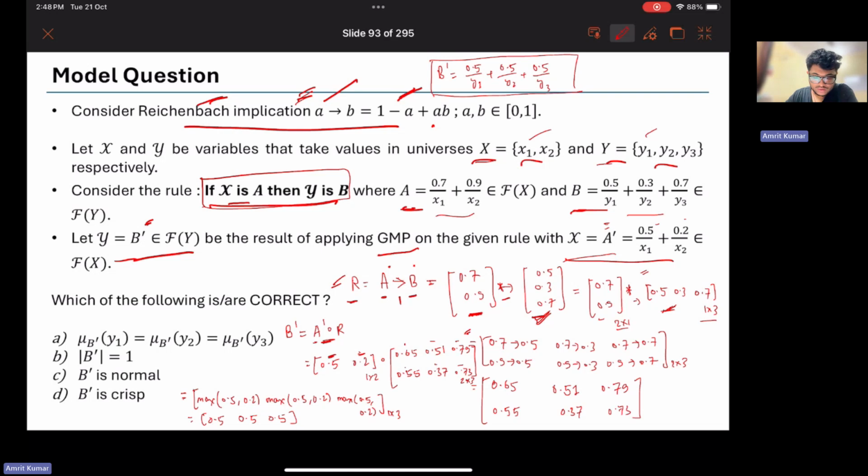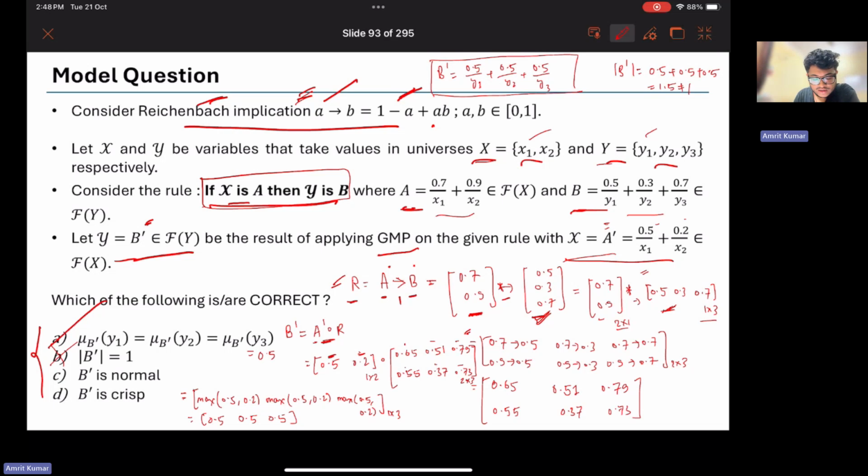Okay. Now let us see which of the given four options are correct. First option says that membership of y1, y2, and y3 in B dash are the same, which is indeed true. In fact, this is equal to 0.5. Is the scalar cardinality of B dash 1? Definitely not, because scalar cardinality of B dash is 0.5 plus 0.5 plus 0.5, and that is 1.5, which is definitely not equal to 1.